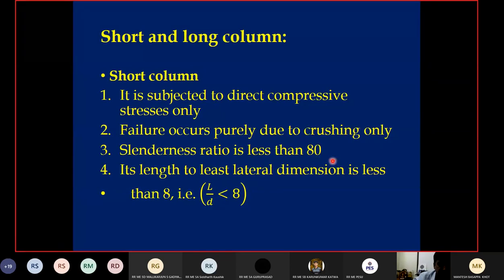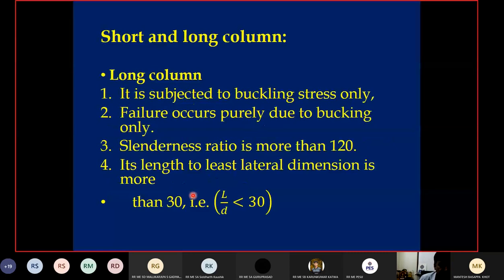Slenderness ratio is less than 80. I will just skip this because we have not looked into this. Length to least dimension is less than 8. These are a few definitions that are given in your standard textbooks, which I've replicated here. Now, the long column, basically when it is subjected to the uniaxial force, it starts buckling.